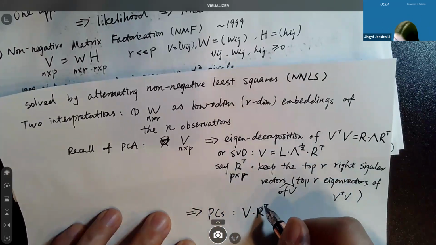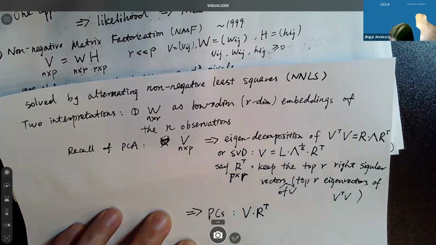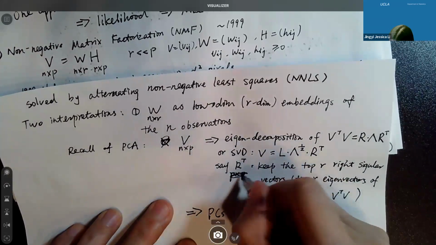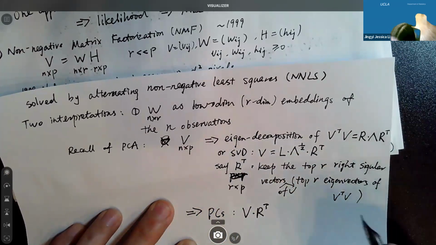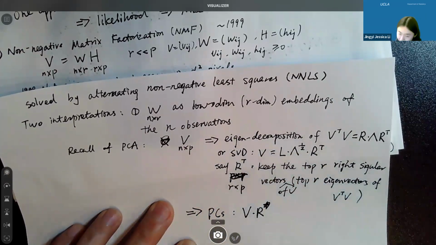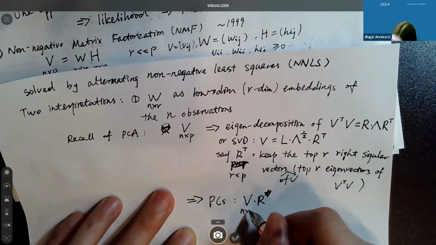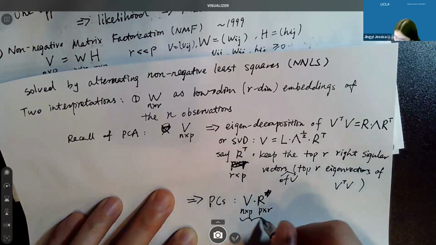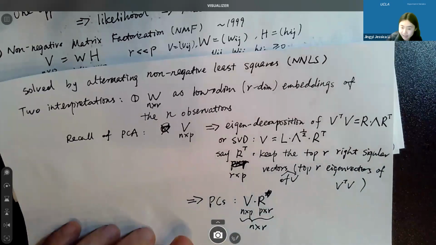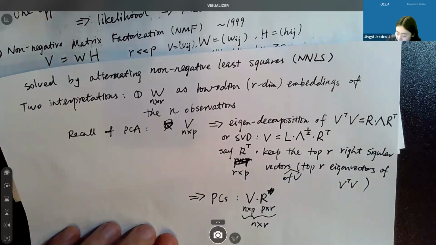No, my bad. Sorry, I think I messed up with the notation. So R is R by P. And then I'm going to do V times R. So this is N by P times P by R. So this gives me an N by R matrix. That is the R-dimensional embeddings.